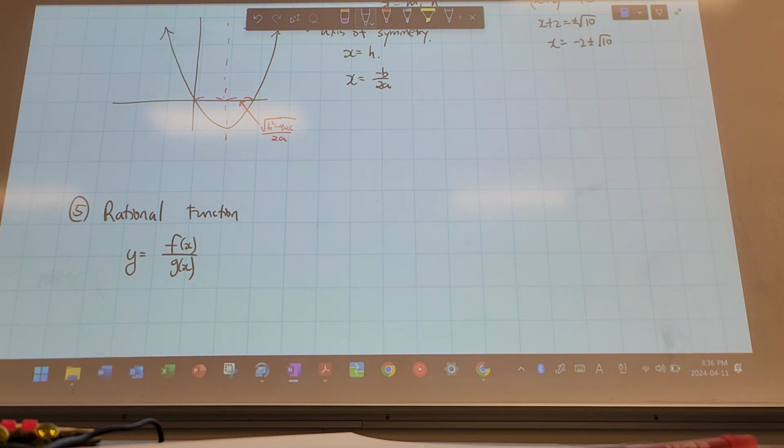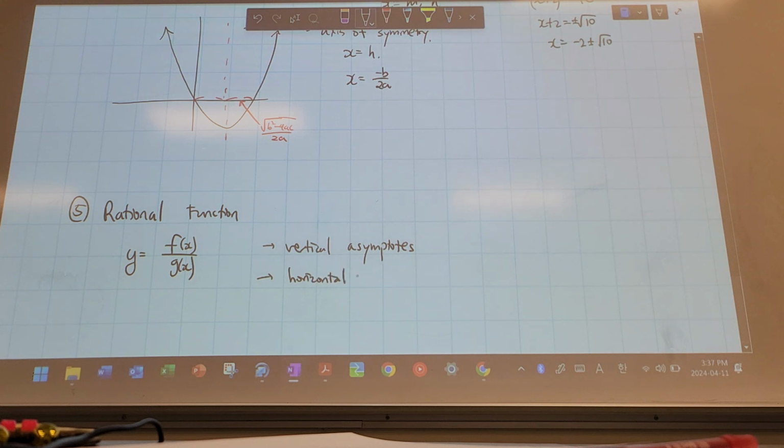Because of the nature of the rational function, we're very likely to confront ourselves with vertical asymptotes and horizontal asymptotes. So the vertical asymptotes, we can find by solving g of x equal to 0. Right? g of x is the function that goes on the bottom. So if you're dividing by 0, we know that the function does not exist. The y value does not exist. That's why we have a vertical asymptote.